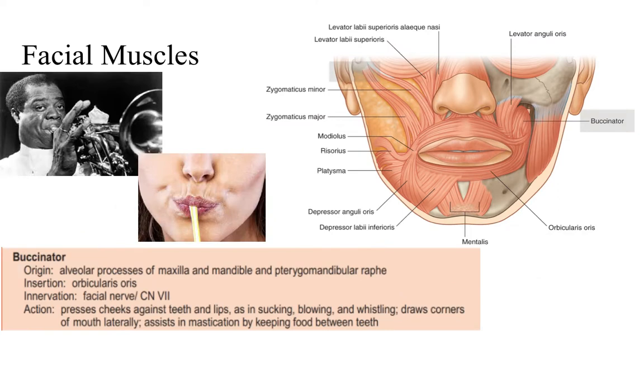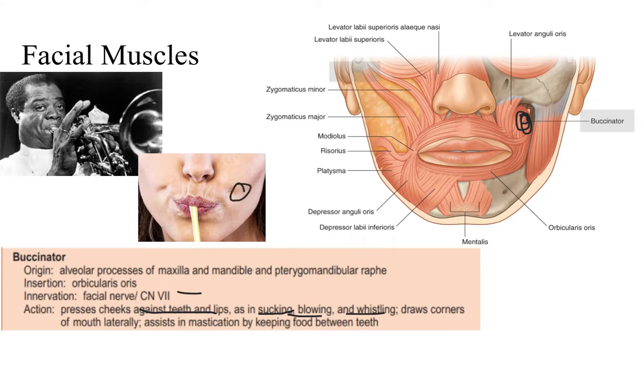The next muscle is called the buccinator or buccinator. I've heard it pronounced both ways. Both would be adequately correct. Those are muscles within your cheek on either side. Again, they are supplied by facial nerve, cranial nerve 7, and when they contract, they press the cheeks against the lips and teeth to produce motions such as sucking, blowing, whistling.